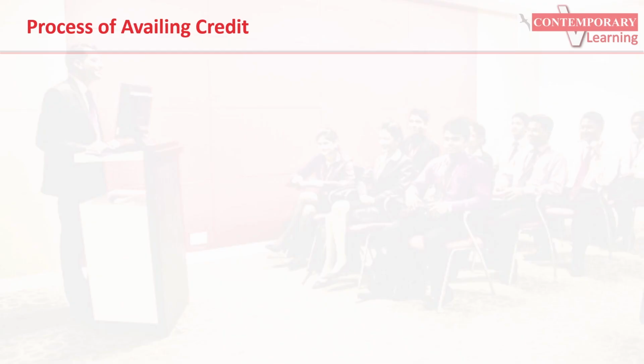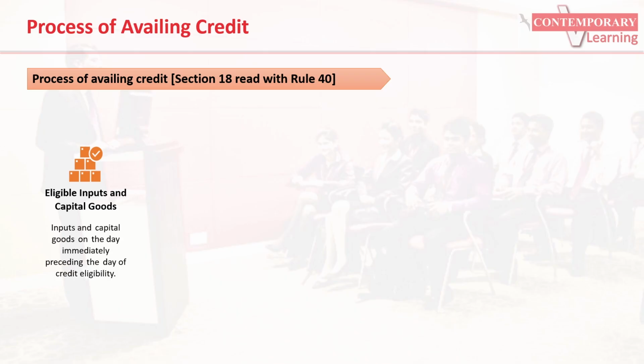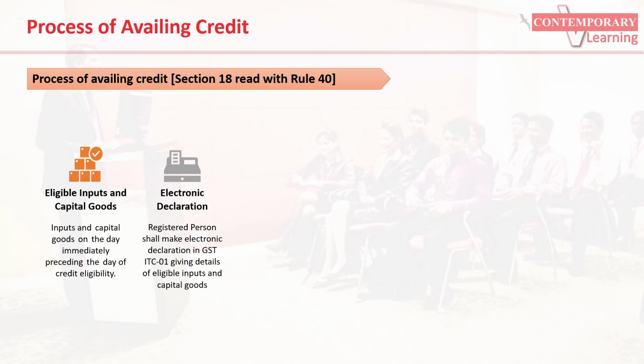Let me walk you through the process of availing this special credit. It's quite detailed, so pay attention. First, identify eligible inputs and capital goods held on the day immediately preceding your credit eligibility date. Second, make an electronic declaration in Form GST ITC 01 providing details of all eligible inputs and capital goods. This declaration must be filed within 30 days of becoming eligible for the credit.